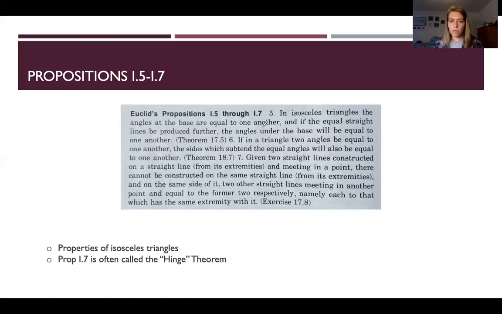Propositions 5 through 7 definitely go into isosceles triangles. So you can prove the isosceles triangle if you have two sides that are congruent, then the angles are congruent, and the converse as well. And then the 7th proposition is often called the hinge theorem because it deals with 3 hinges of lines. And so you can give those a read if you would like.